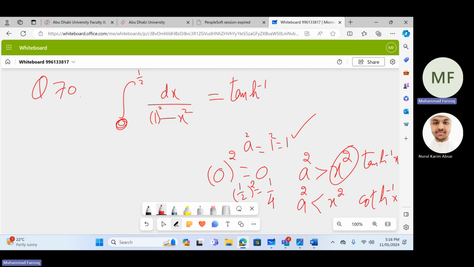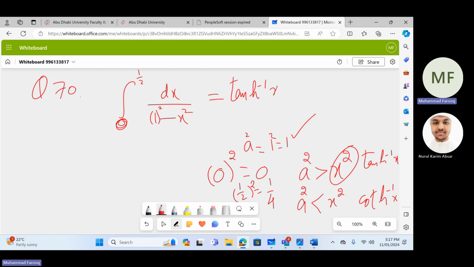So tan inverse hyperbolic, what's the root, please? X. Come on, what's the root? In the starting you have 1 over A. My A is 1, so 1 by 1, no need. So tan inverse hyperbolic X over A. The A is 1, no need.